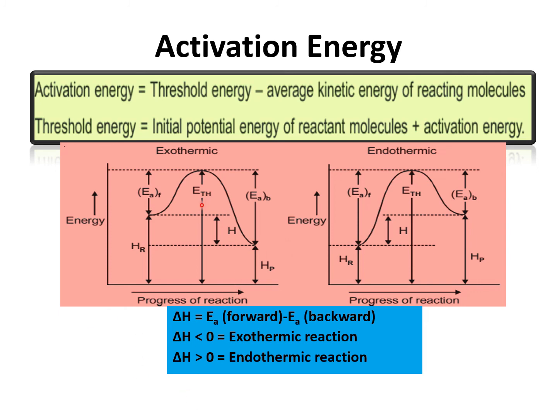How to find the threshold energy? Threshold energy is the initial potential energy of the reactant molecules plus the activation energy. That's why I said this is the potential energy, or you can say the enthalpy of the reactant or energy of the reactant, whatever term you can use. If you add these two, you will get the threshold energy. So these are all the terms which are helpful for the problems.